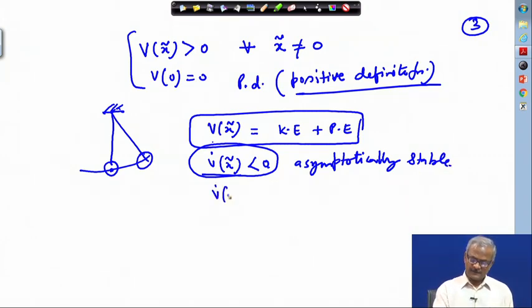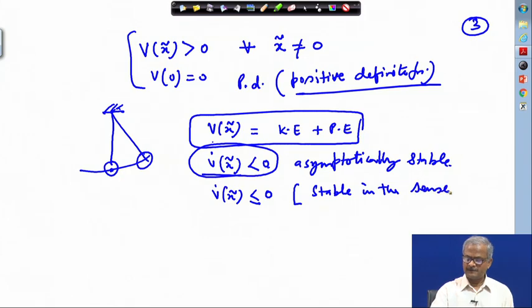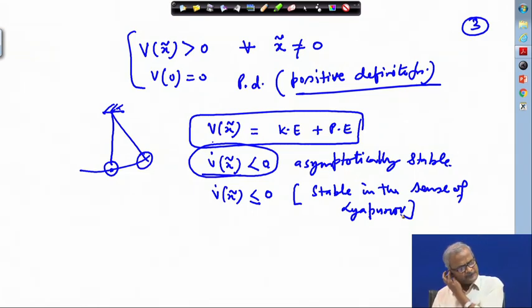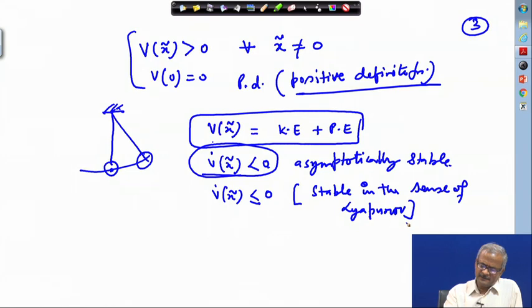If V̇(x̃) in any case turns out to be less than or equal to 0, we call it stable in the sense of Lyapunov. Perhaps we may not get time to discuss the Lyapunov stability analysis in detail, because many other topics remain, but I am giving you the idea.